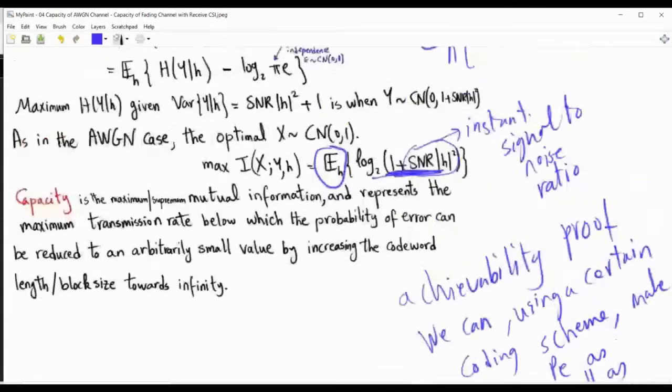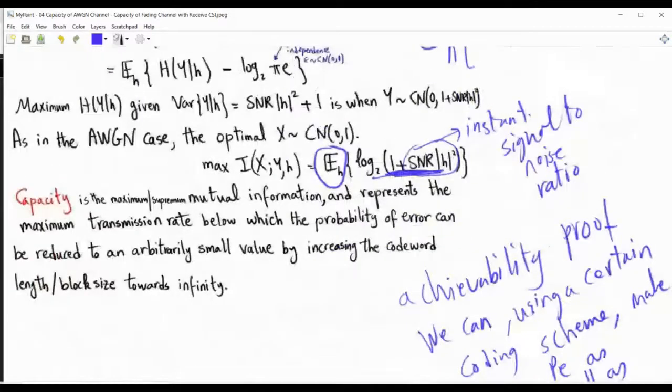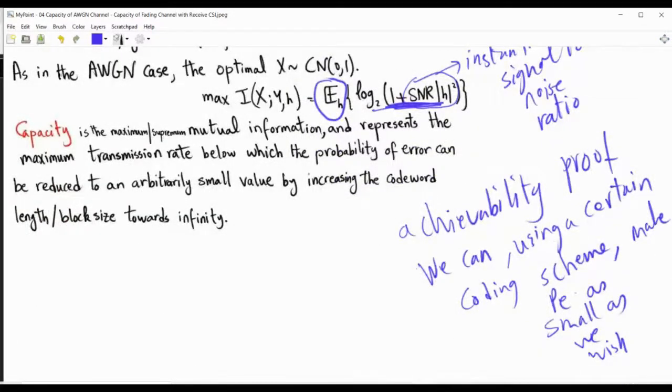Okay? So basically this capacity will give you a number, right? And if you operate on your channel with a rate less than this number, so if your actual transmission rate is less than this number, then you can show, and this is a big and fundamental proof in information theory, that you can crush the average probability of error to any small value of your choice. And the cost of doing this is that you will use code words that are very long.